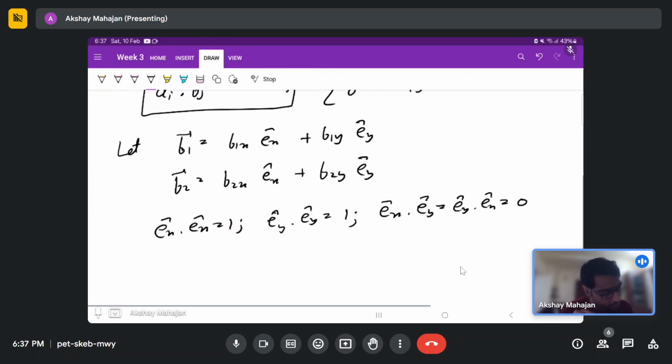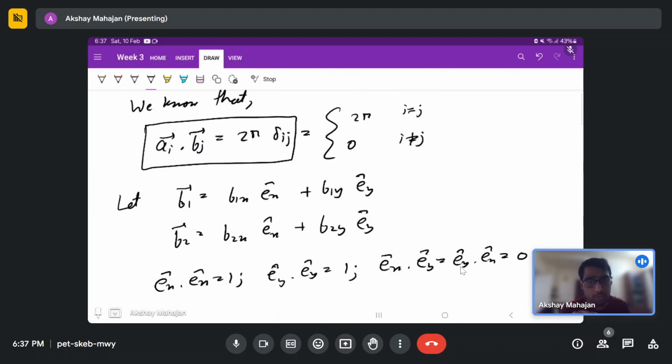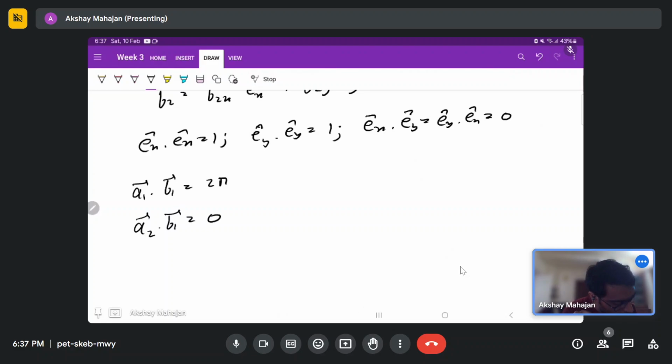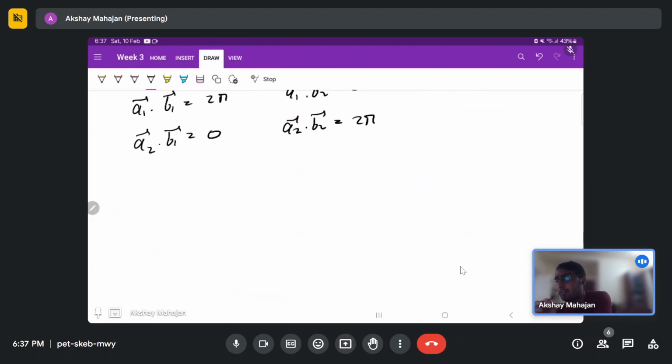Alright, and now from this relation, ai vector dot bj vector is 2 pi times delta ij. What we have is a1 vector dot b1 vector will be equal to 2 pi, and a2 vector dot b1 vector will be equal to 0. Okay, and also we know that similarly we will have a1 vector dot b2 vector equal to 0, and a2 vector dot b2 vector will be equal to 2 pi. Alright, so this is also the relation that we have.